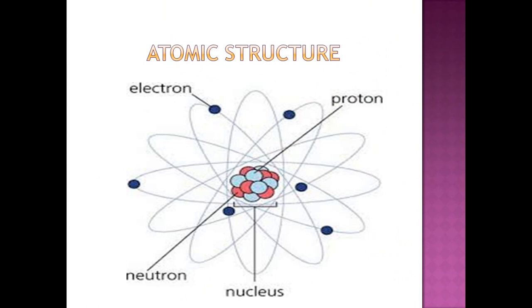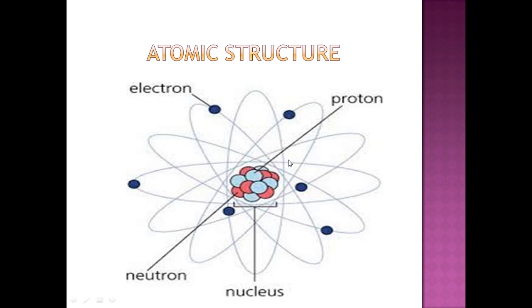We said that it is like the solar system, where the sun is in the center, like the nucleus in the center of the atom, and the planets revolve around the sun, like the electrons revolving around the nucleus. And we said that the nucleus has two particles, which are protons and neutrons.